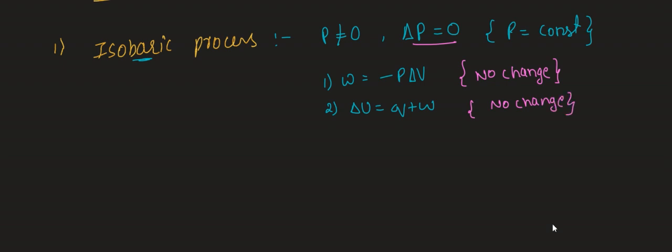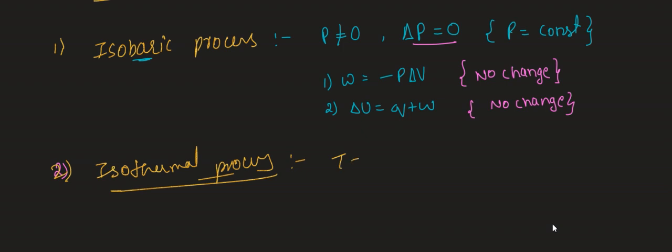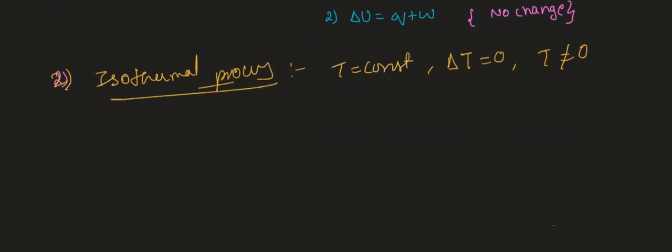Clear till here? In the same way, moving to the next one. The second one is the isothermal process. What is the meaning of isothermal process? It indicates that temperature is constant. That means delta T is equal to 0, but T is not equal to 0. For example, when I entered the class, temperature was 25 degrees Celsius. When I'm leaving the class also, temperature is 25 degrees Celsius. So change in temperature is 0, but the temperature itself is not 0. The meaning of temperature is constant is that its value is the same throughout the process, but change is 0.